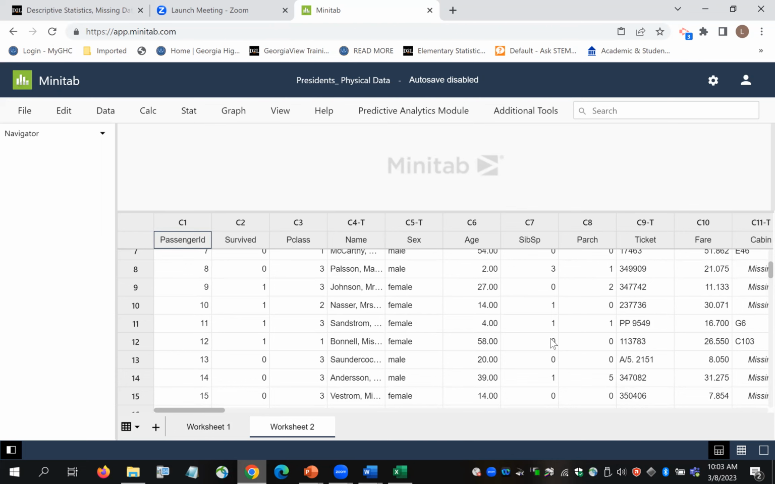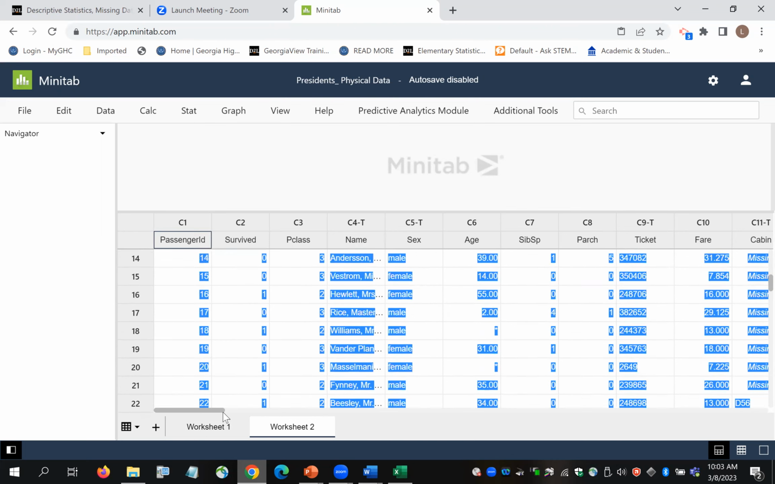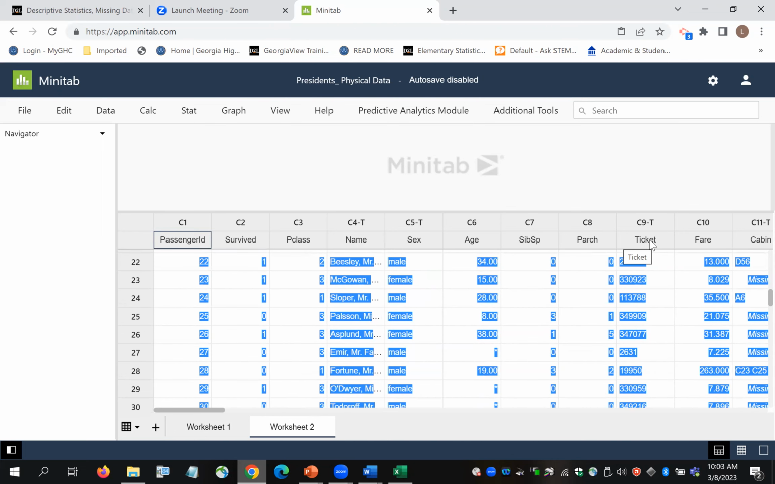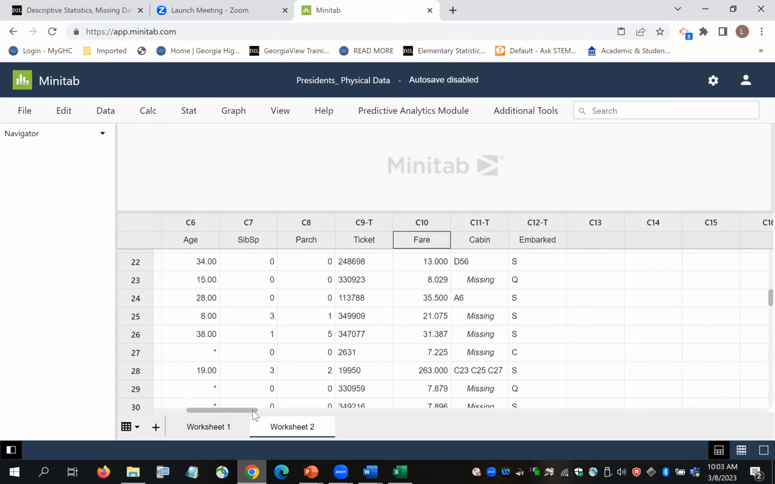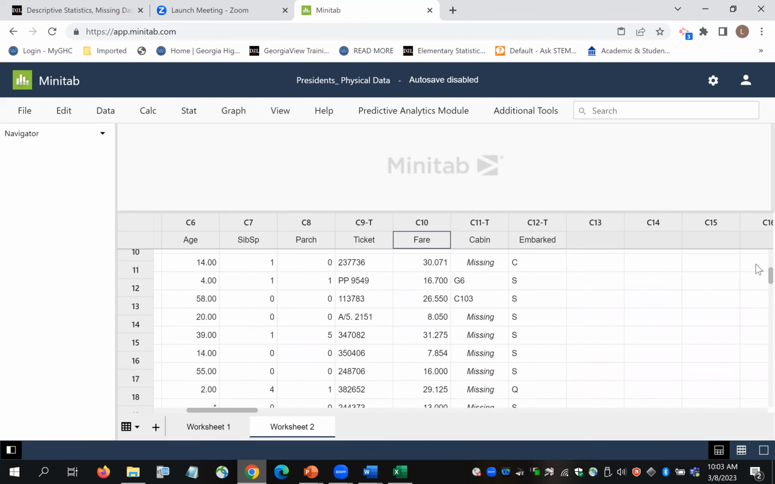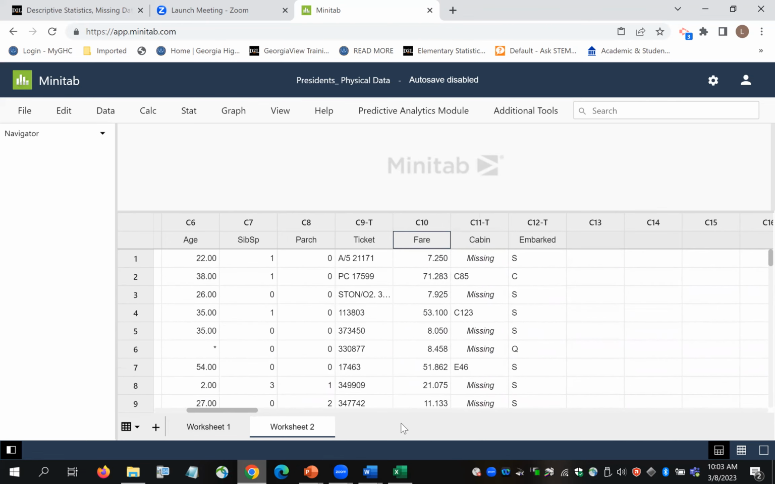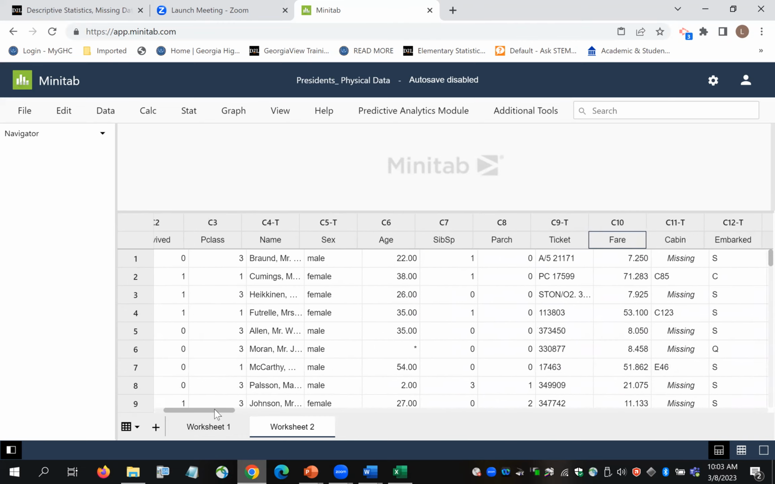I forget what C8 is. I forget what that part stands for. It gives you the ticket number, how much they paid for the ticket, the cabin number. I can scroll over, and it gives you where they embarked, and the S, the Q, and the C stand for the different places where the Titanic stopped. And again, I forgot to write those down this morning, so I don't remember what they stand for.